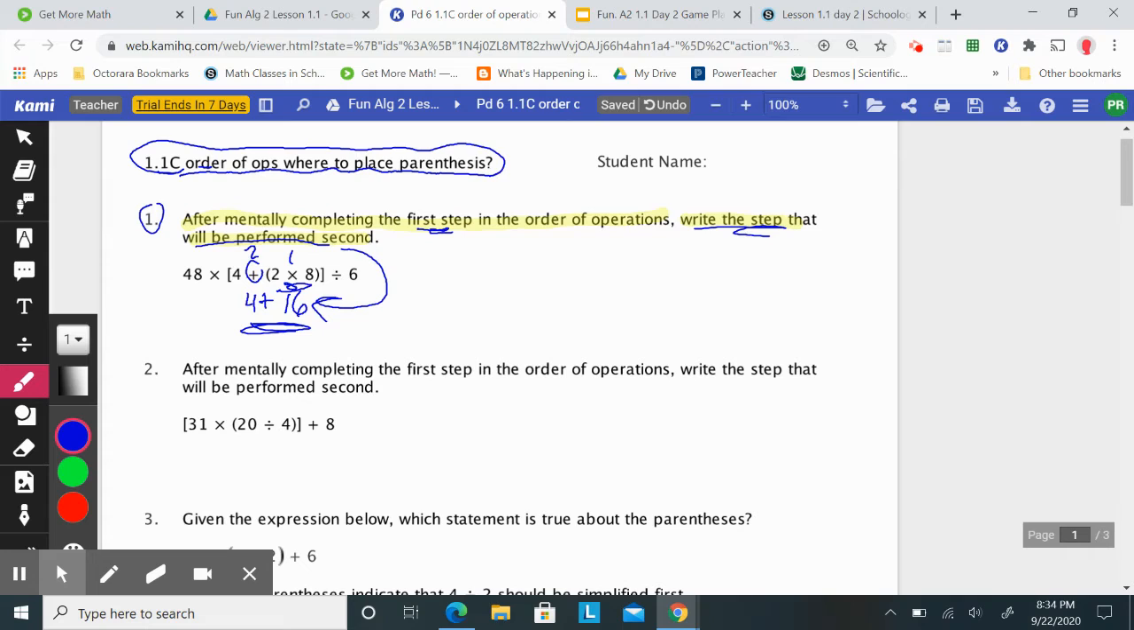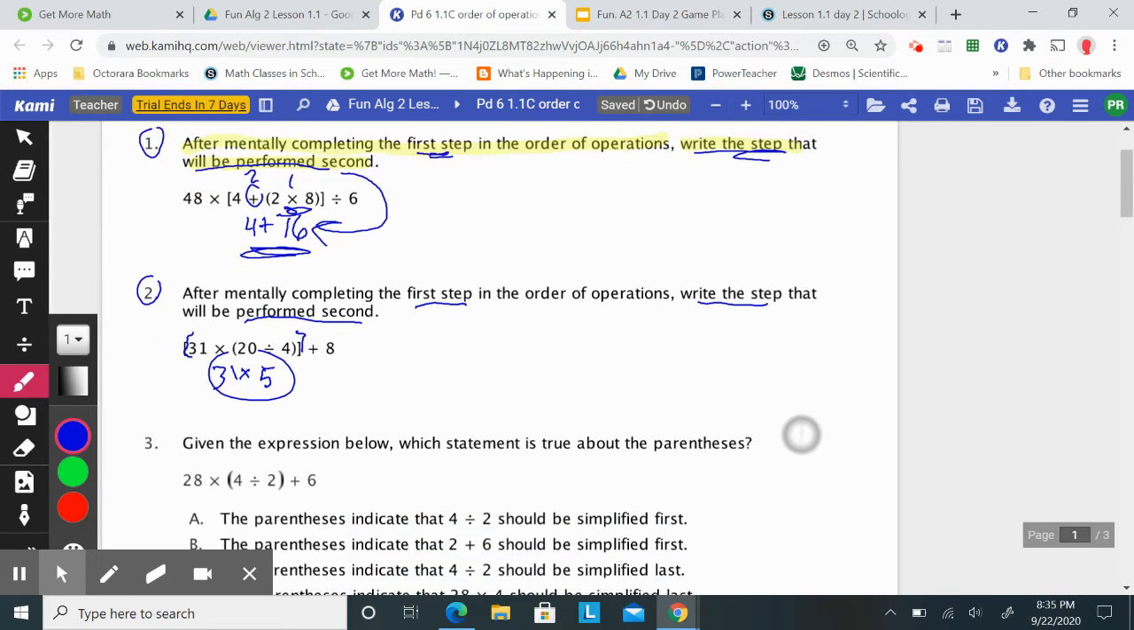You tap that in. So number two, similar question. After mentally completing the first step, write the step that would be performed second. So in this problem, we're going to divide 20 and 4 first and get 5. And then in the brackets, it would be 31 times 5. So that would be the second thing you would do. So you type that in, and that's what they're looking for.